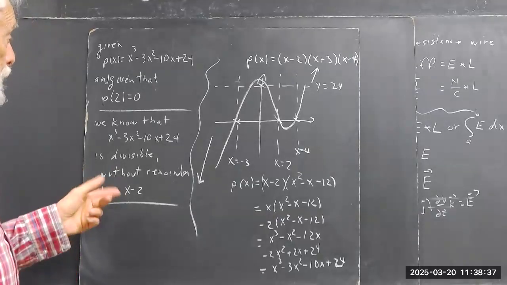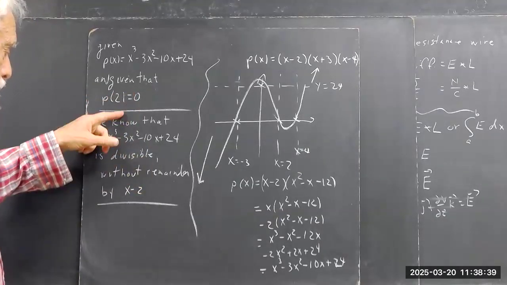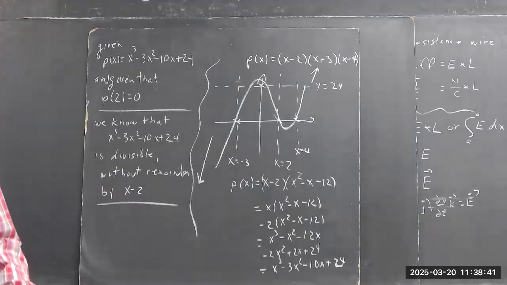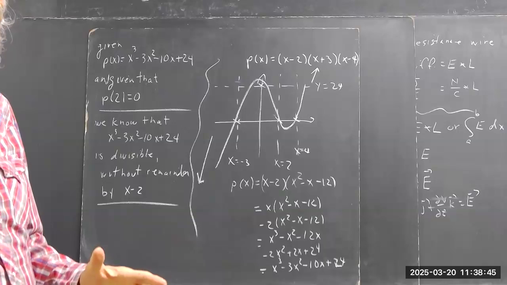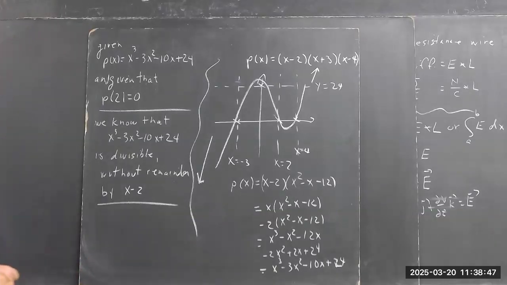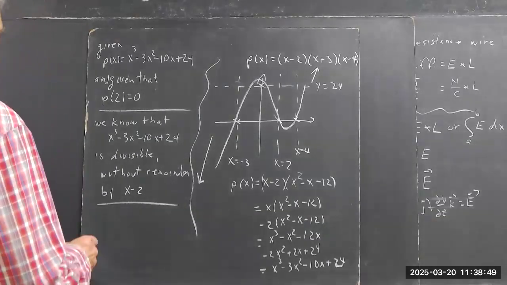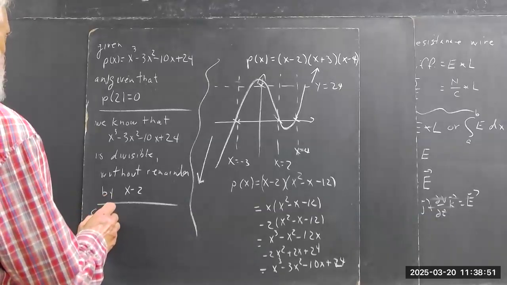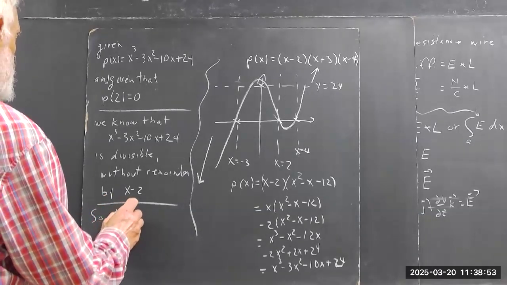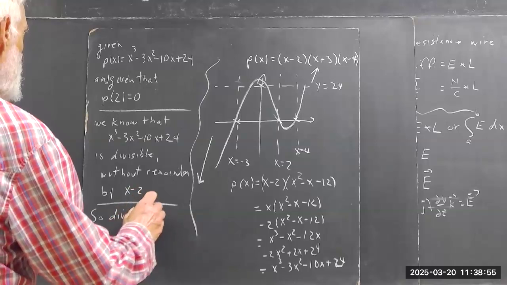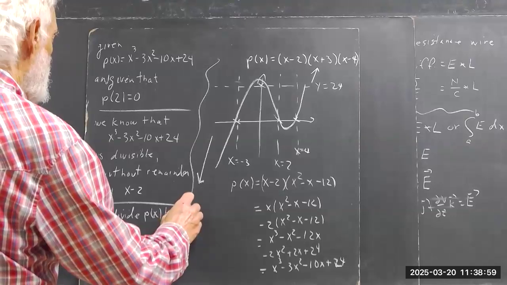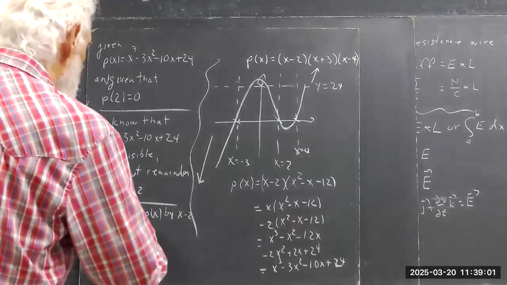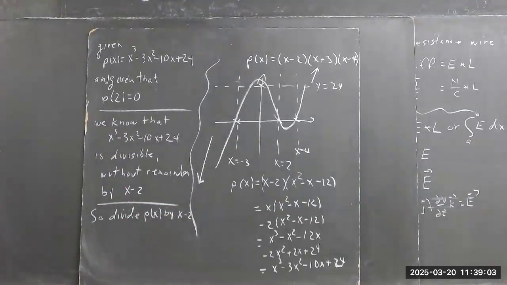That's why we know that if p of 2 is 0, this thing is divisible by x minus 2. The math is going to tell you the same thing in slightly different words. So we divide p of x by x minus 2 and see what we get.